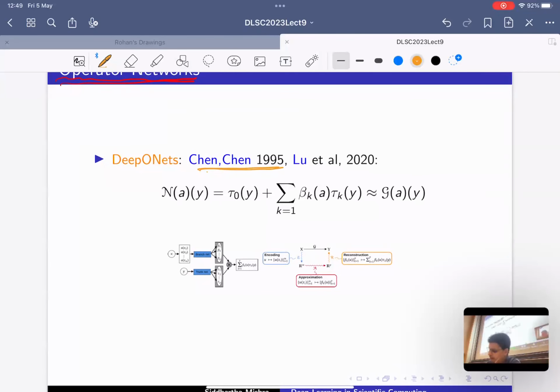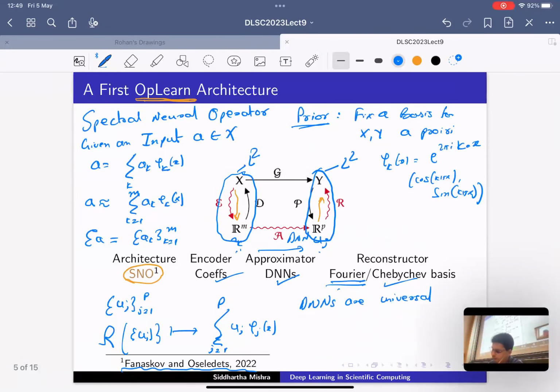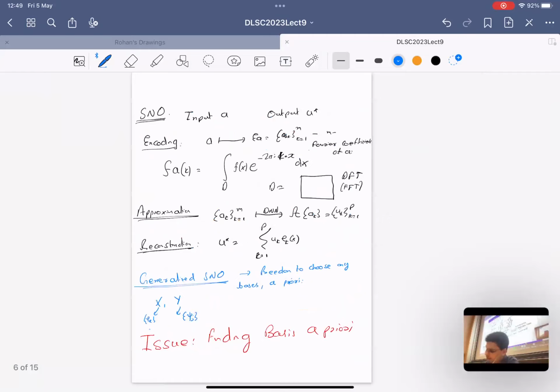And then in 2020, a couple of years ago, people said, okay, let's use them with deep neural networks. And this became what is called DeepONets, which are very popular operator learning architectures these days. It's not that they thought of it in the way that I'm telling you, but the point is, as many of you said, what is a good basis? We don't know what is a good basis, so why don't we also learn it from the data? And this is precisely what is done in DeepONets.